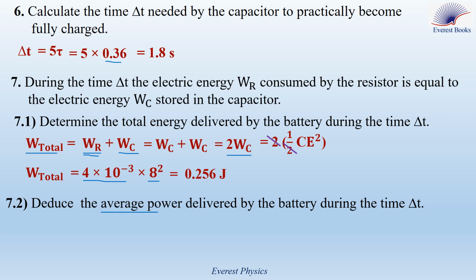The average power delivered by the battery represents the rate at which electrical energy is supplied by the battery to the circuit. The average power is given by this expression, W total divided by delta T. W total is equal to 0.256 joules and delta T is 1.8 seconds, and the answer is 0.142 watts.